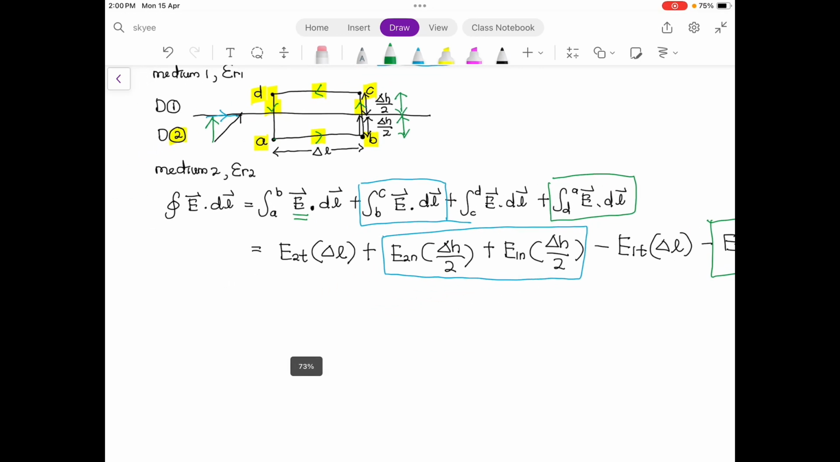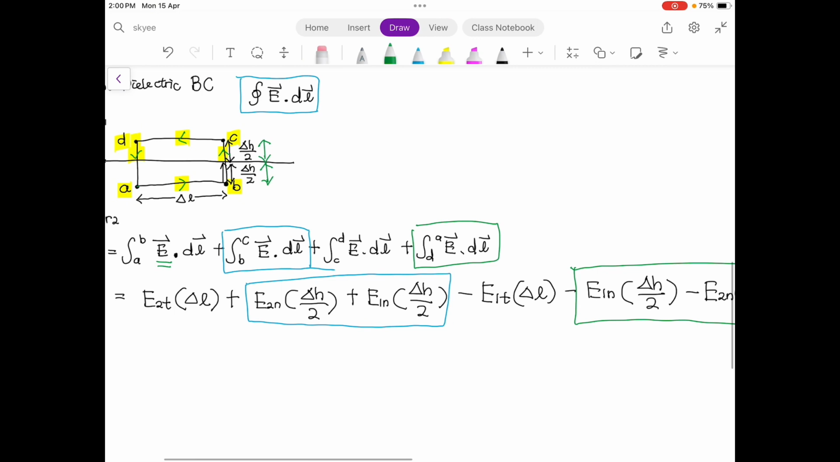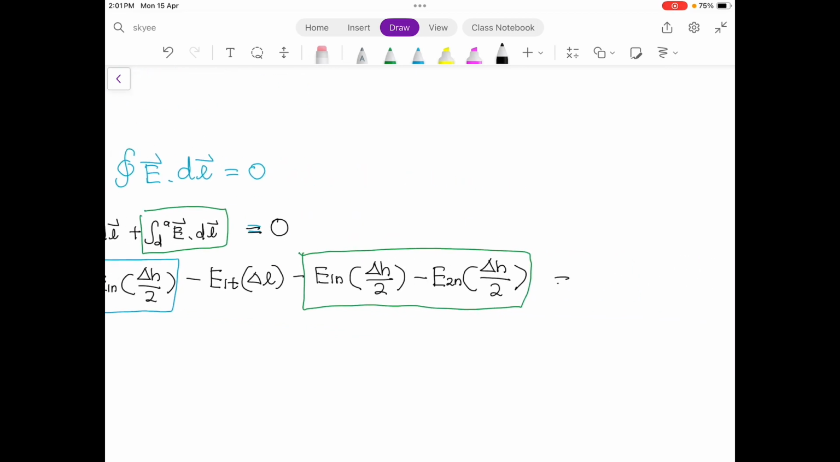Based on the conservative nature of the electric field that you have learned before, in my previous lecture I talked about how if you integrate the electric field in a closed loop, it means there will be no potential difference. It will be equal to 0. So this will be equal to 0, and this will be equal to 0.